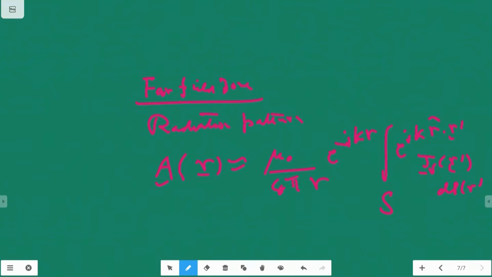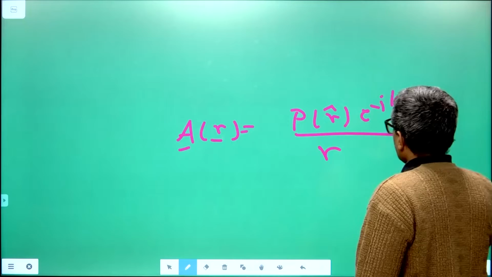This is a function of only the direction r cap, namely in terms of spherical polar coordinates theta and phi, the direction of the point where you are measuring the field. So I will call this P of r cap, the pattern. Then you can write A of r in the far field zone as P of r cap into e power minus j k r by r, if you absorb all the factors mu naught, 1 by 4 pi, everything into the pattern function P of r cap.